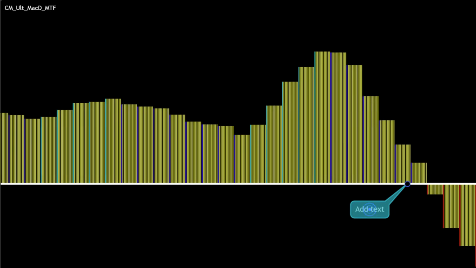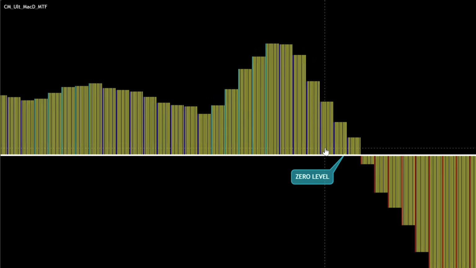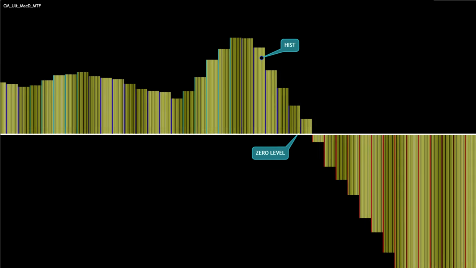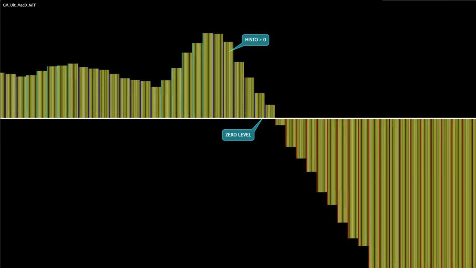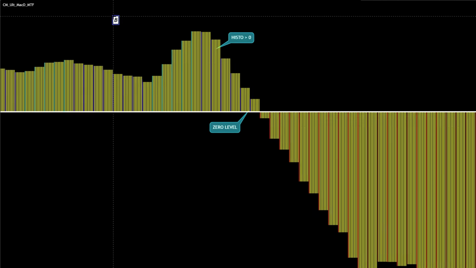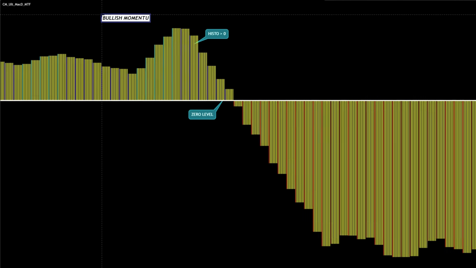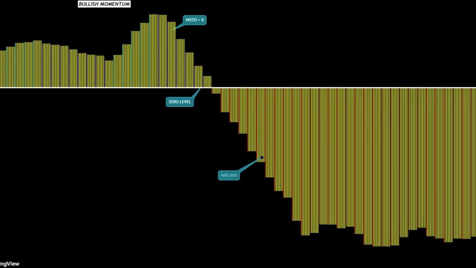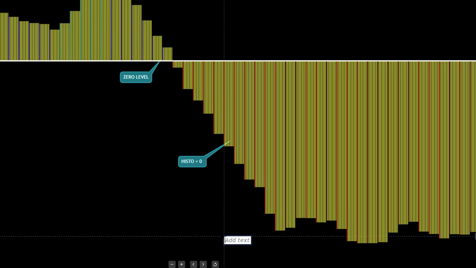Okay, now you should see just the histogram bars and the horizontal zero level on the MACD indicator. This is what we need for our trend filter. Here's the simple rule. See the zero line right here? When the histogram bars are above the zero level, it tells us the momentum on the higher time frame is bullish and the main trend is up. This is when we only look for buy signals. When the histogram bars are below the zero level, that means the higher time frame momentum is bearish and the main trend is down. This is when we only look for sell signals.